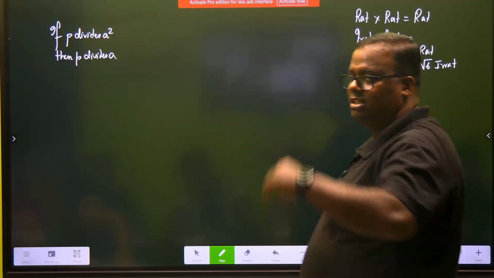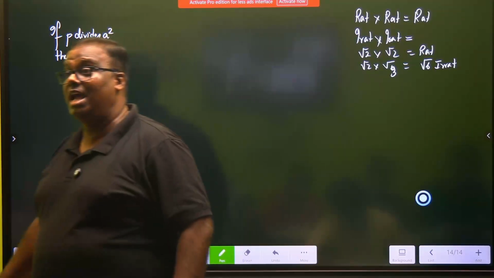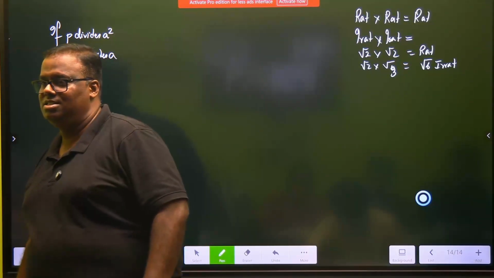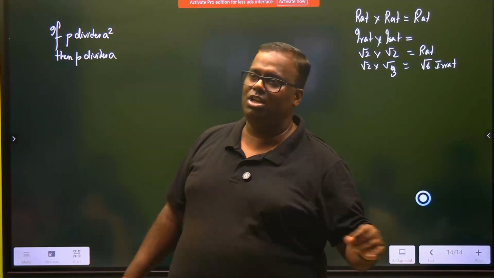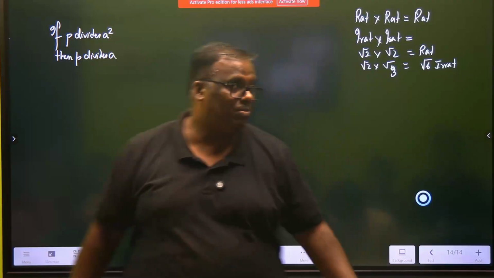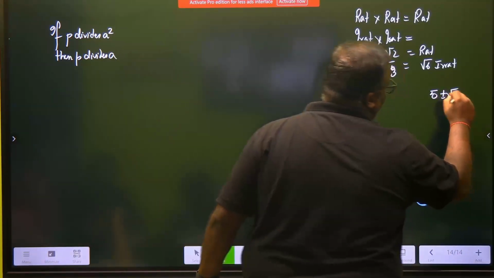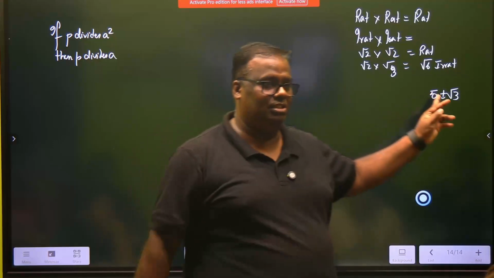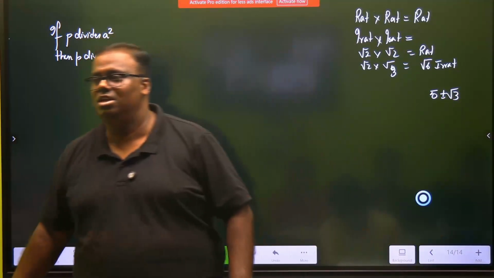Rational plus rational will always be rational. Rational plus irrational? Rational plus irrational is always irrational. So sometimes if somebody gives you something like 5 plus minus root 3, without looking at it, this is rational, this is irrational. So you can straight away say that this number is irrational.